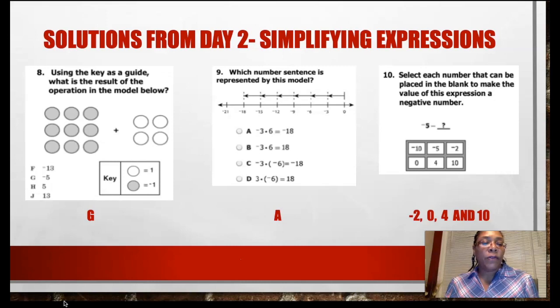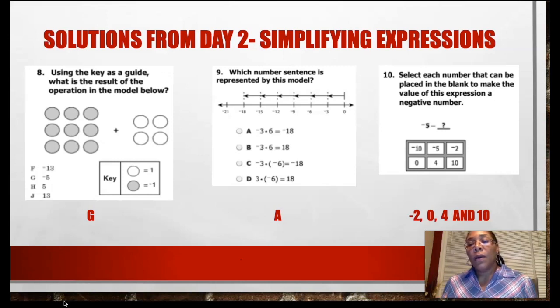Looking at number 8, our answer is G, just thinking about our zero pairs. Number 9, we're looking at the representation, and we're looking at having 6 groups of negative 3, which gives us an answer of negative 18. So in this one, our answer is A. Again, think through the process. We know we ended up on a negative 18. We have 2 answers with a negative 18. However, if we look at C, it has negative 3 times negative 6. Two like signs. When we're doing a multiplication, the answer should be positive. So that couldn't have been our answer. So think about your rules all the time.